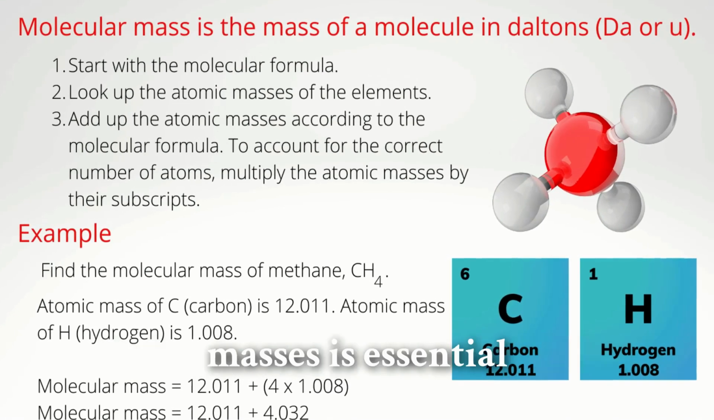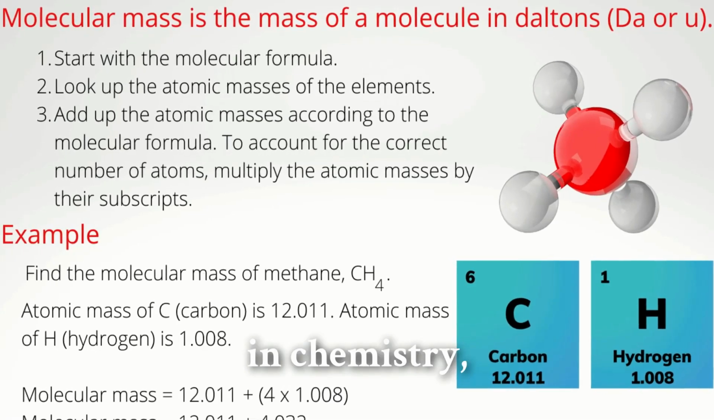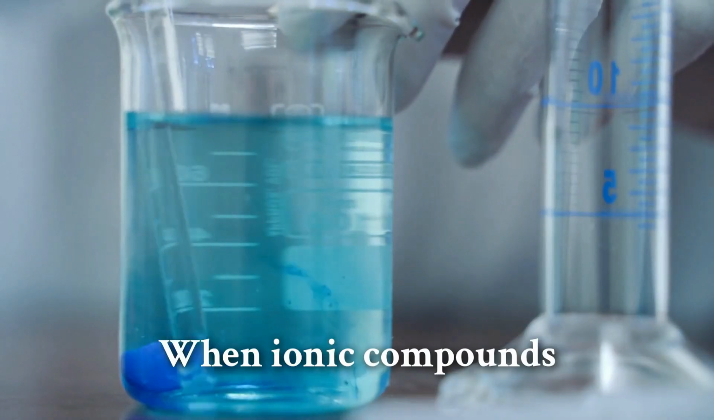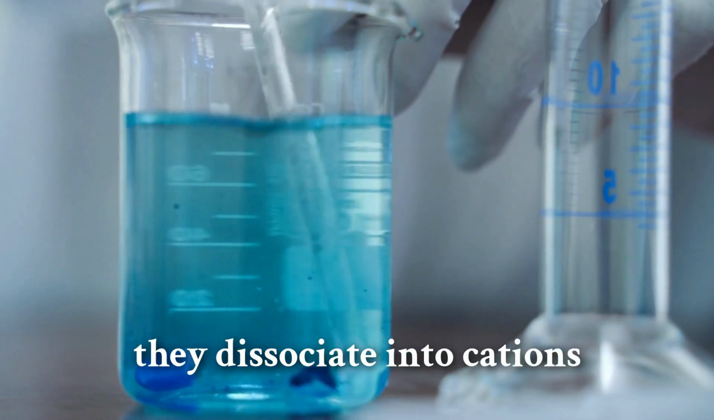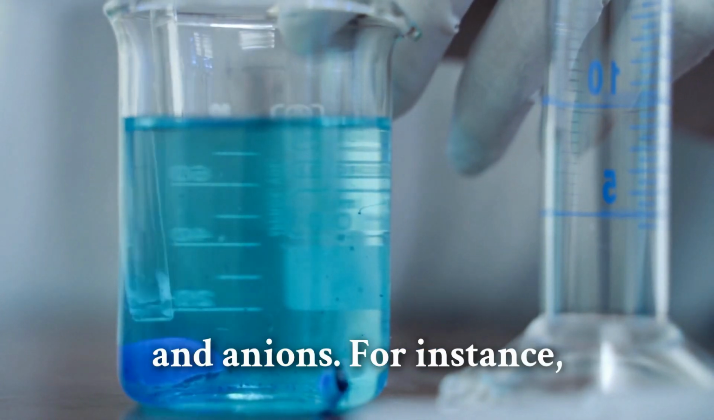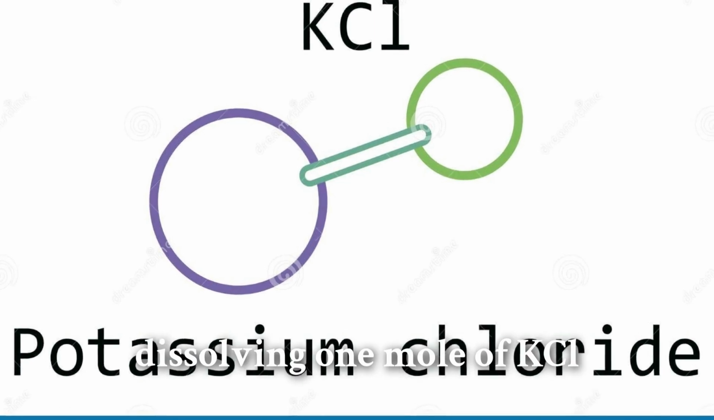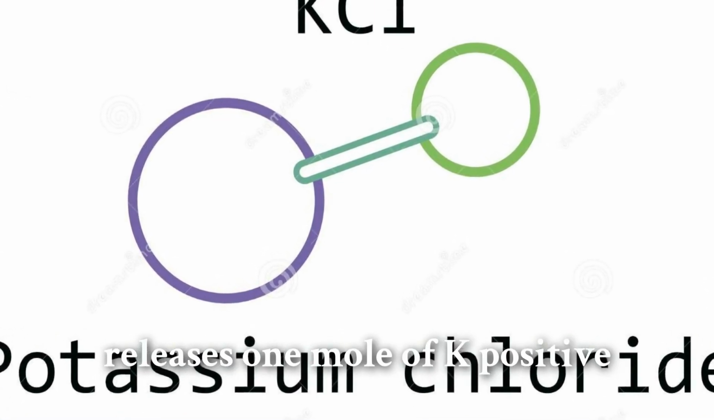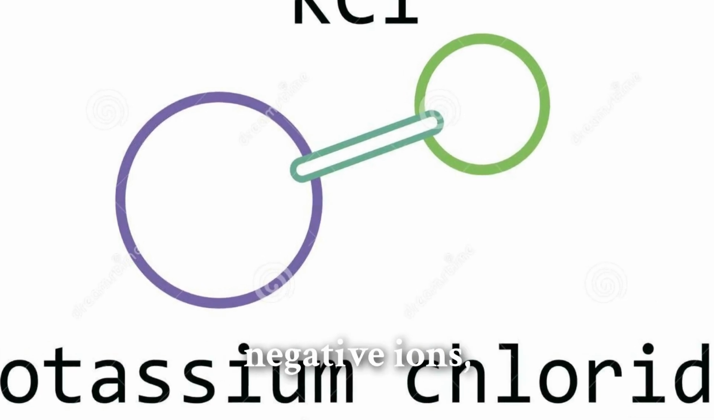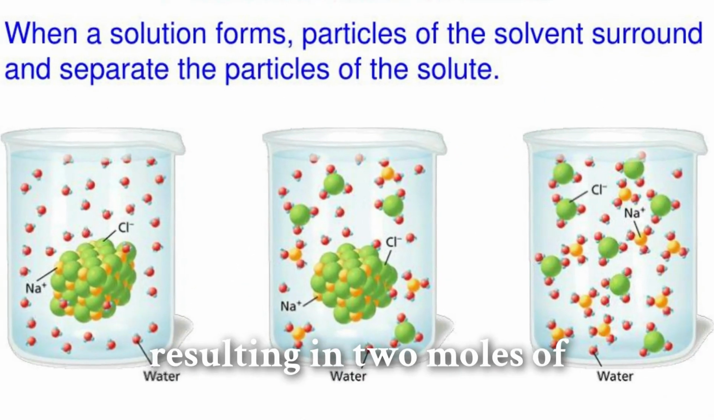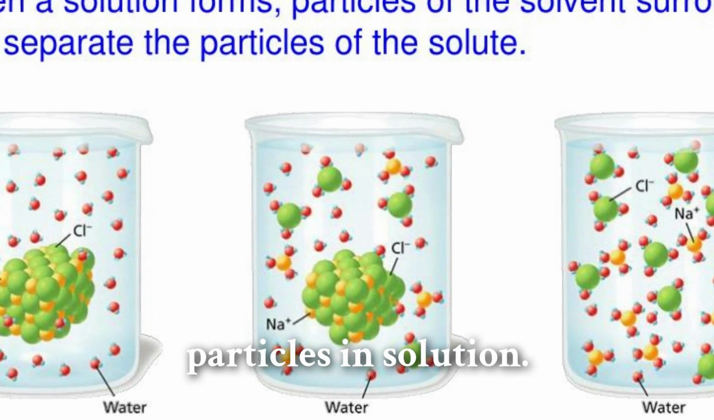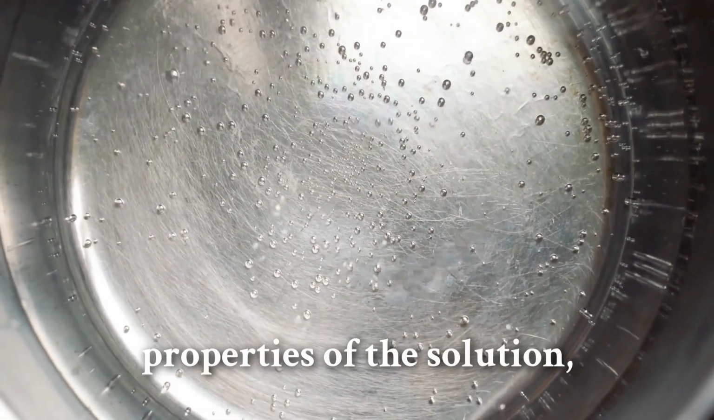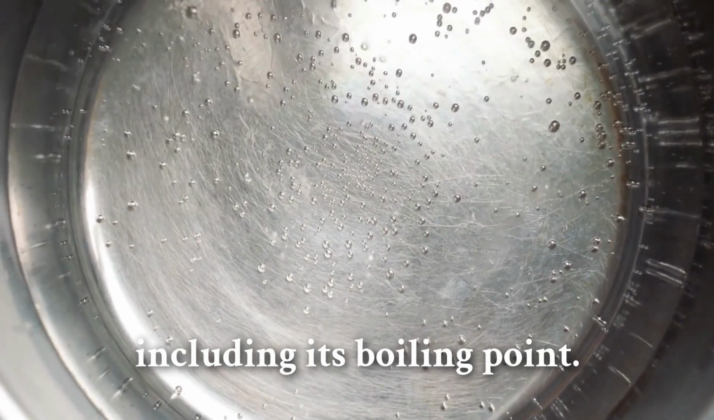Understanding abnormal molar masses is essential in chemistry, particularly in the study of solutions. When ionic compounds dissolve in water, they dissociate into cations and anions. For instance, dissolving 1 mole of KCl releases 1 mole of K+ and 1 mole of Cl- ions, resulting in 2 moles of particles in solution. This dissociation affects the properties of the solution, including its boiling point.